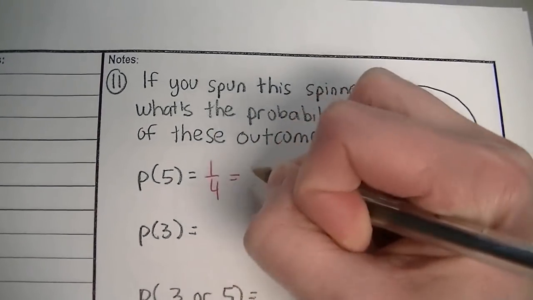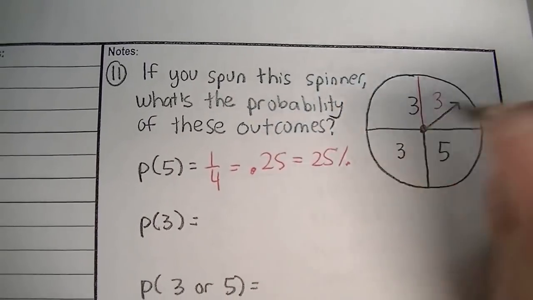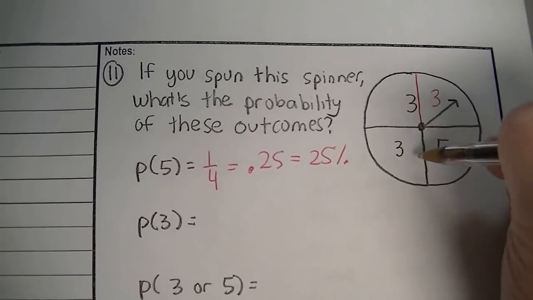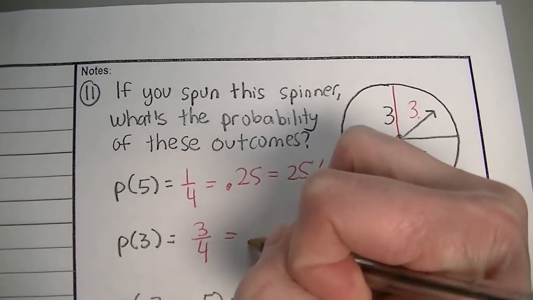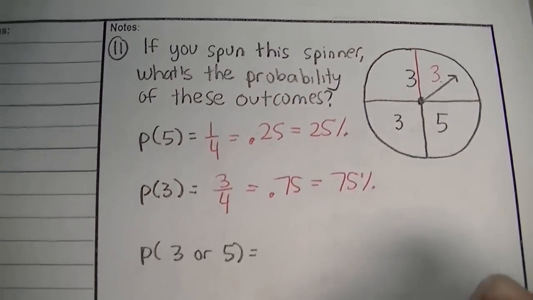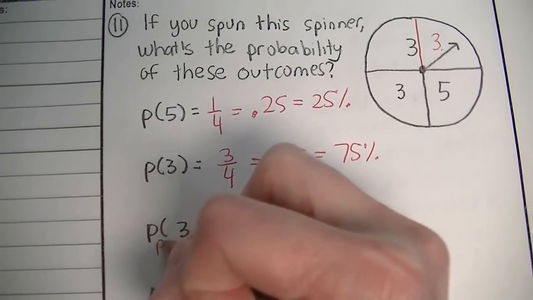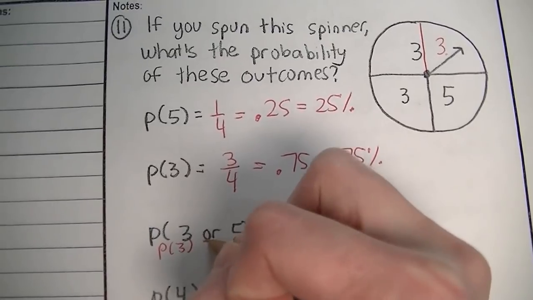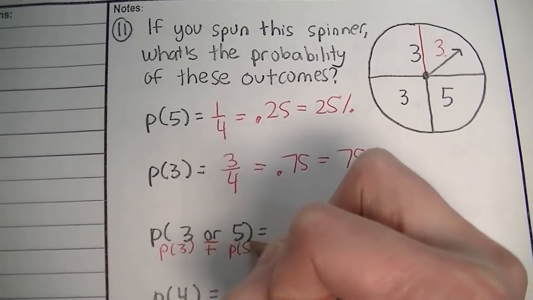Okay, 1 divided by 4 is 25 hundredths, which is 25%. And the probability of landing on a 3 is 3 out of 4, which gives you 75 hundredths, which is 75%. Okay, probability of landing on a 3 or a 5. So the probability of landing on a 3, or means add, the probability of landing on a 5. We've got to find that, okay?